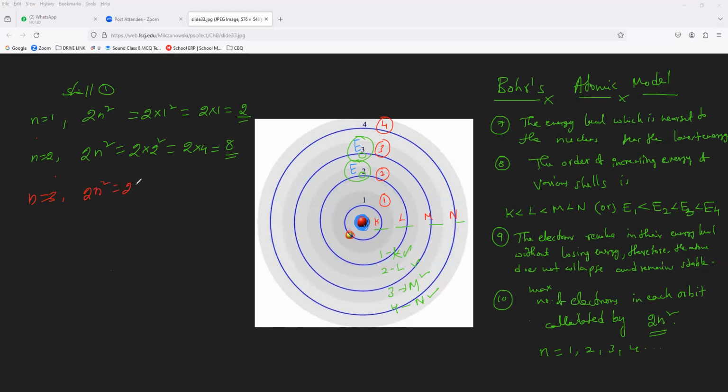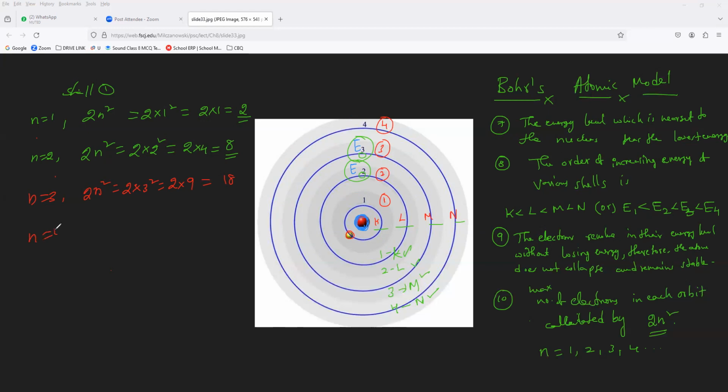So n is equal to 3. 2n square, so 2 into 3 square, which equals 2 into 9. So what is the maximum number of electrons? 3, so which equals 18.